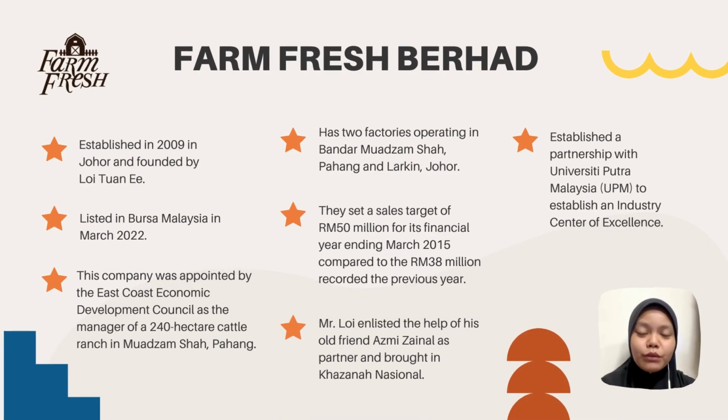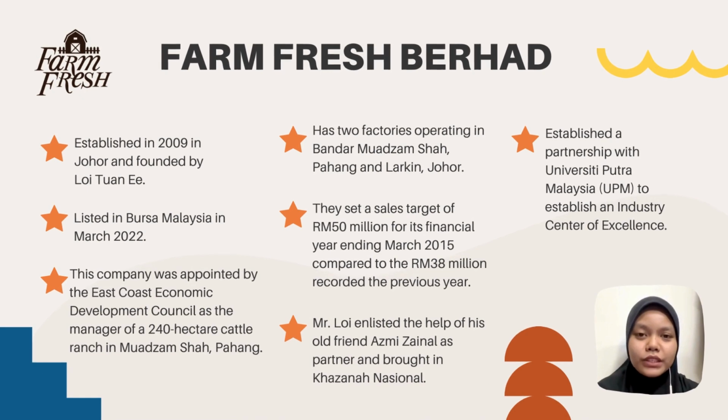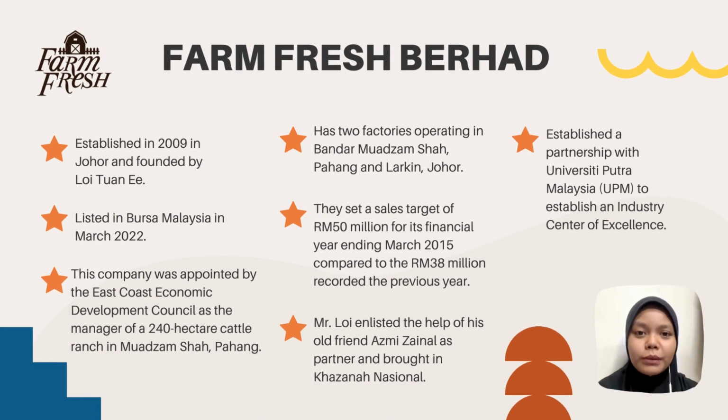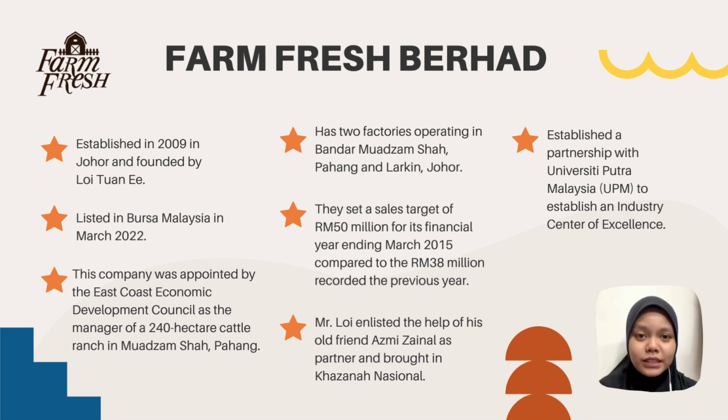For the first company, we will go through Farmfresh Berhad. This company was established in 2009 in Johor and founded by Loy Tuan Ee, and it was listed on Bursa Malaysia in March 2022. It was appointed by the East Coast Economic Development Council as the manager of a 240-hectare cattle ranch in Muadzam Shah, Pahang. Farmfresh Berhad has two factories, in Bandar Muadzam Shah, Pahang and Larkin, Johor. They set a sales target of 50 million ringgit for the financial year ending March 2015, compared to the 38 million ringgit recorded the previous year.